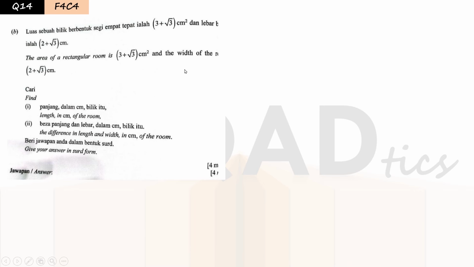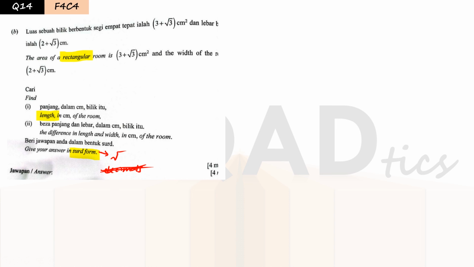And for part B, we are solving a surd question here, because you see the values here have square roots inside of them. Here we have the area of a rectangular room. The area of the rectangular room is 3 plus square root 3, and the width of it is 2 plus square root 3. In part 1, we need to find out the length of the room, and we need to make sure it's in surd form. Surd form means that we need to remain the square root if our answers have the square root. Let us not change it to decimals.